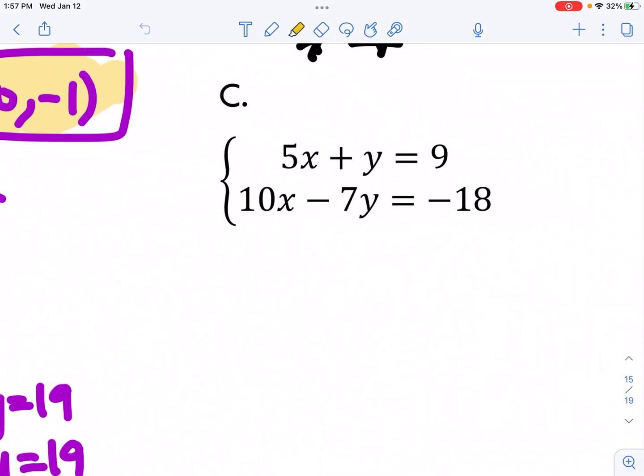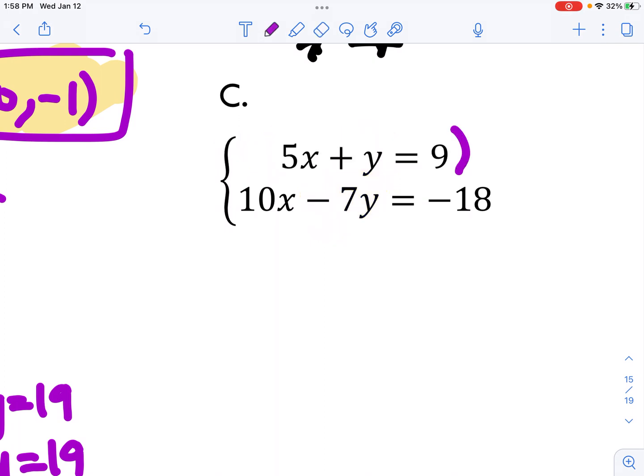However, if I take a look at the next one and I say, all right, let's say I wanted to eliminate my y's. Well, I have +1 as the first coefficient and -7 as my second coefficient. So can you think to yourself, how can I eliminate the y's? Good. Hopefully you're thinking, I wish this one had a +7. So in that case, I would have to multiply every term in that first equation by 7.